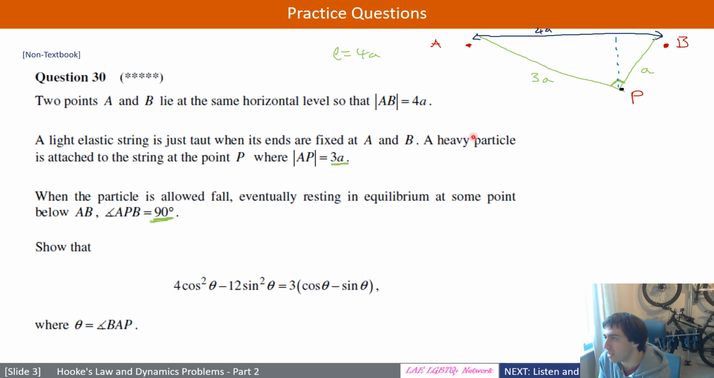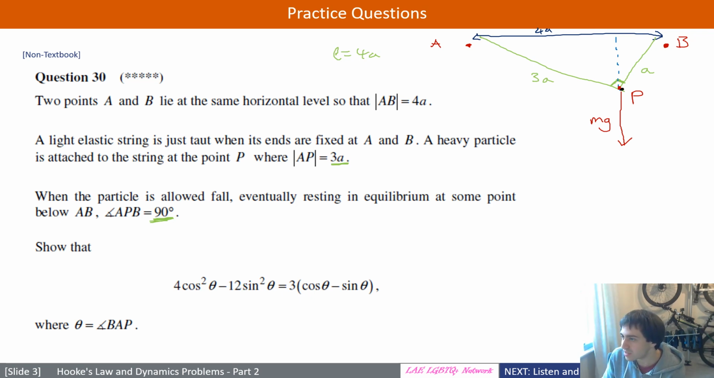Notice that it says a heavy particle is attached to the string, but it doesn't give its mass. And then we're going to show a result which doesn't involve mass. So what that implies is that the mass itself is irrelevant. However, we still need to include it because it exists. So it's a non-zero mass, right? So at the very least, you're going to want to draw a force of mg from that particle there. So the mass was probably going to cancel at some point in your calculations, but it needs to be there. It's not zero.